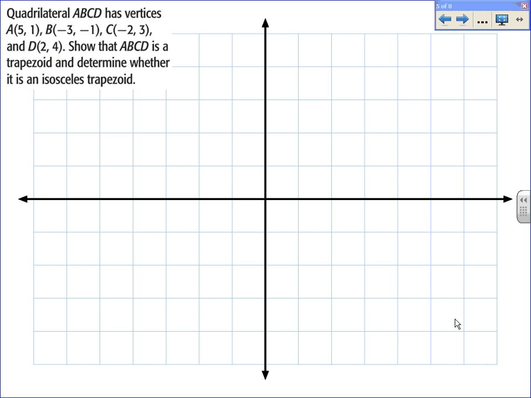In this example, quadrilateral ABCD has the given vertices. Show that ABCD is a trapezoid and determine whether it is an isosceles trapezoid. Okay, first thing we have to do is graph the points.